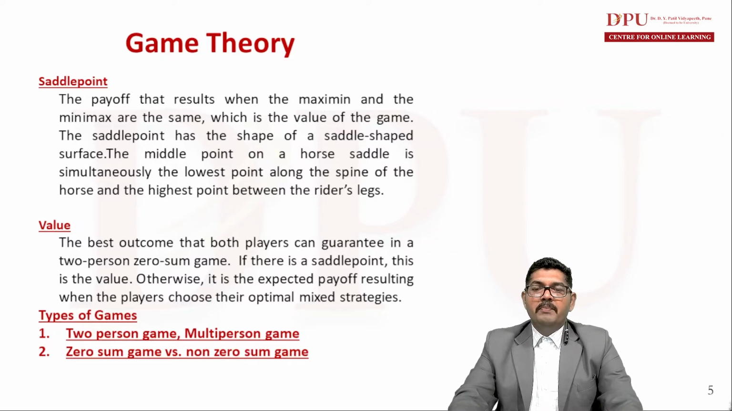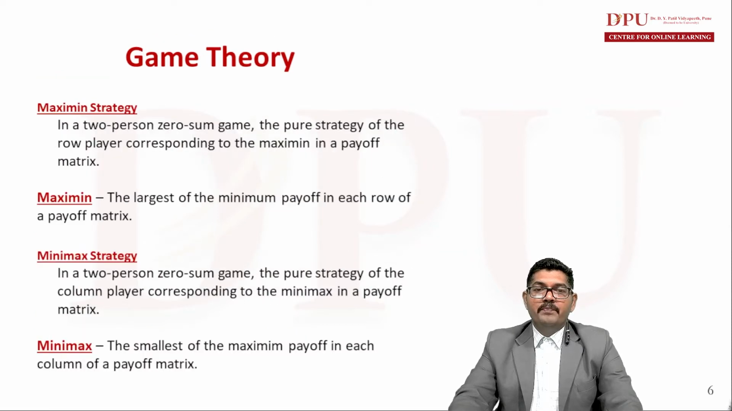Otherwise, it is the expected payoff resulting when the players choose their optimal mixed strategies. So value is the outcome of the game, right? And a saddle point is when maximin is equal to minimax, and it is also the value of the game. So basically we come across two types of games here: two-person or multi-person games, then zero-sum versus non-zero-sum games. So we will understand these terms.